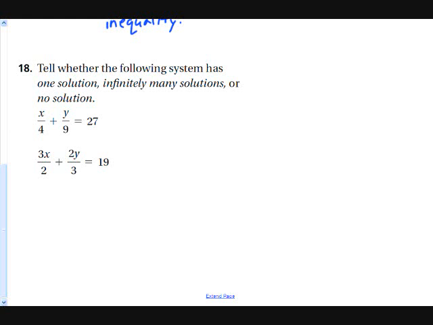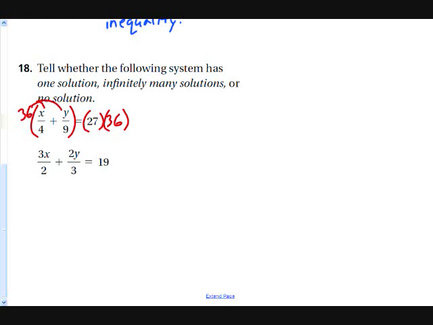Okay? I don't like dealing with fractions, and the easiest way to do that is to multiply through by the common denominator. So if I look at these denominators here, I've got a 4 and a 9. The common denominator between 4 and 9 is going to be a 36. So what I'm going to do is multiply each side of this equation by 36. Multiply this side by 36, and I multiply this side by 36. And what that's going to do is eliminate the fractions.